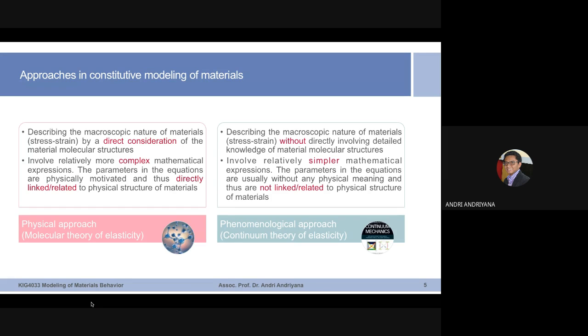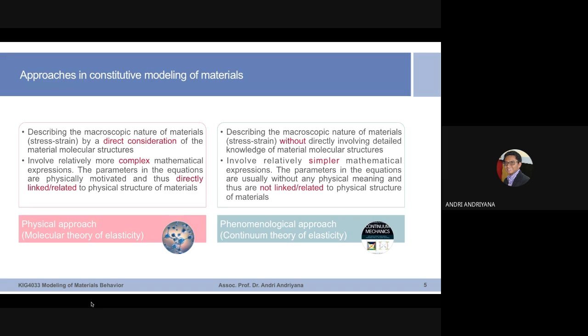When we use the second approach, from a mathematical standpoint, it will be simpler expressions. Of course, it will involve parameters, but since we do not link directly to the microstructure, the parameters will not have any physical meaning. It is just a simple mathematical equation without any specific physical meaning, as long as you can describe well the stress strain characteristic of materials. So these are two different approaches that people use in modeling of materials.